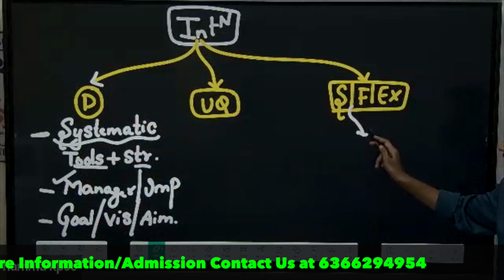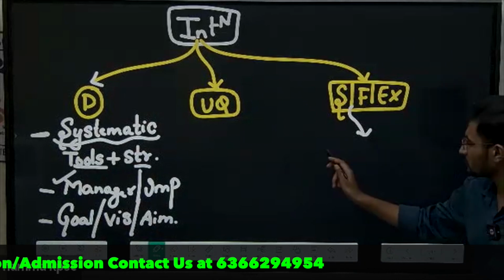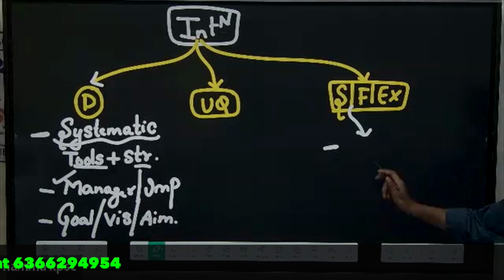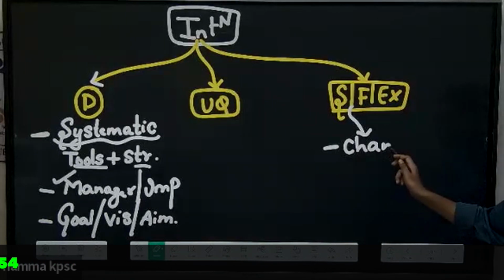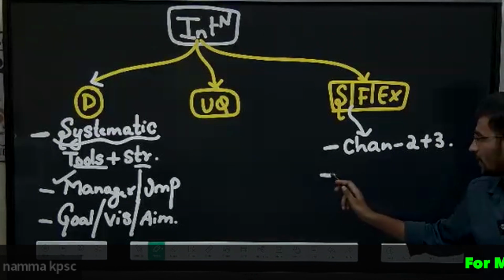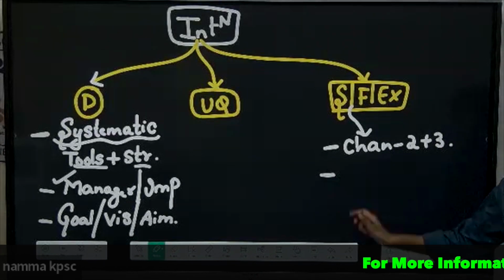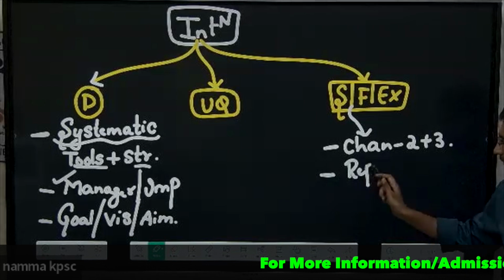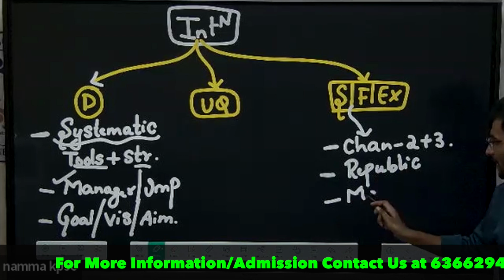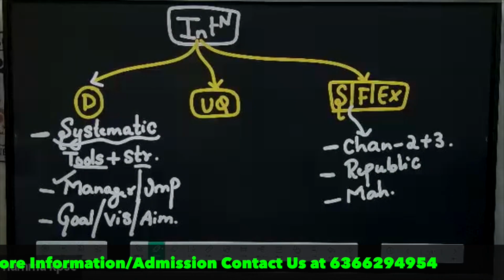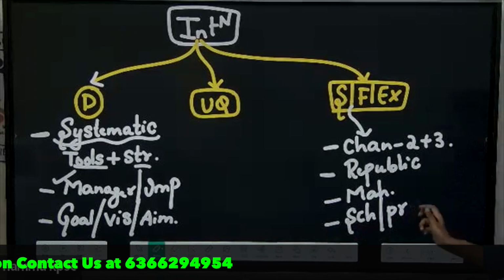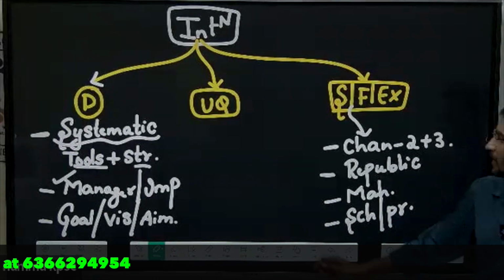Now, what are the different examples we have? Take an example of Chandrayaan 2 and 3, from our science and technology, from ISRO. The second one is organizing Republic Day sessions, Mahakumbh Melas, or the implementation of different schemes or programs. Yes, all those things.